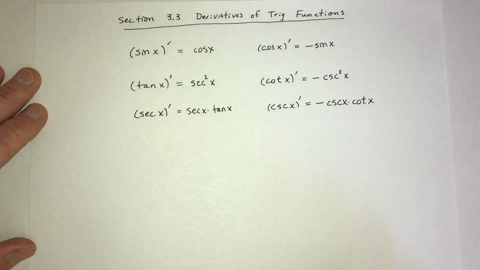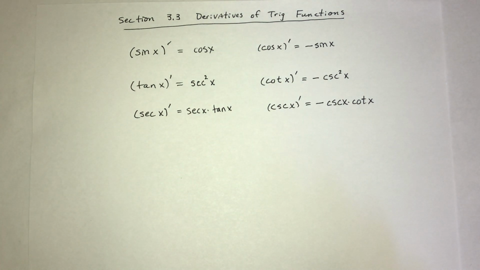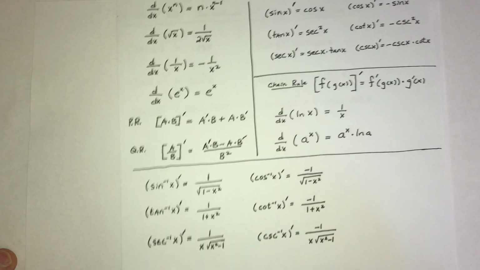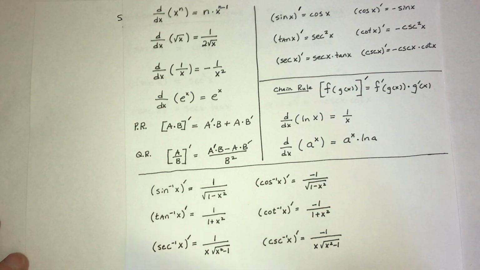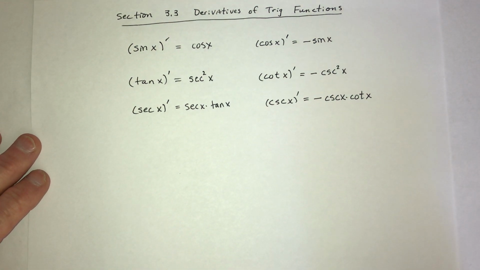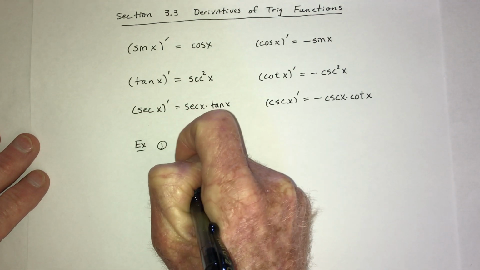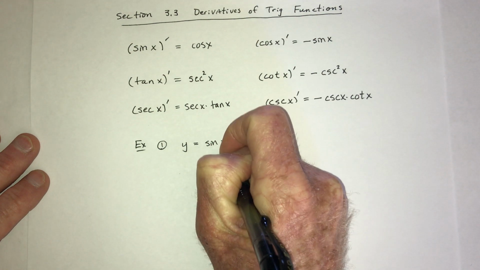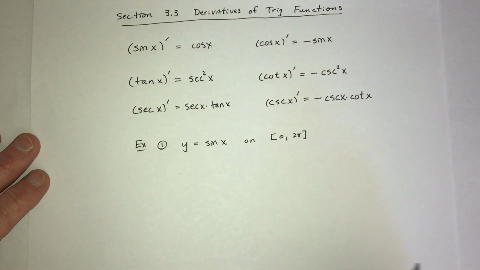That right there pretty much summarizes the new stuff in this section. Now what we need to do is take all of these new friends as well as the friends that we made previously, these derivatives and rules for derivatives, and then combine them. Let's start off easy though. Example number 1. Just y equals sine of x on the interval from 0 to 2 pi. Where does the derivative equal 0?